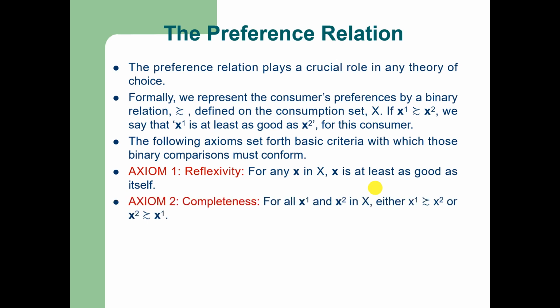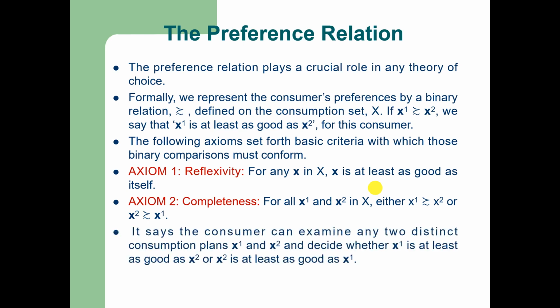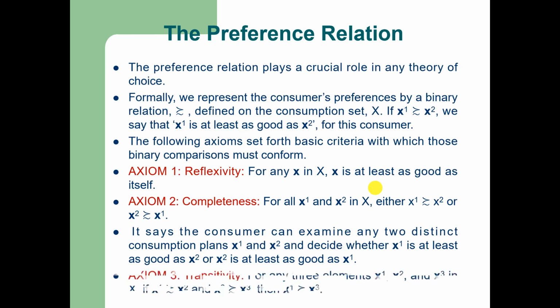The second axiom is that of completeness, and it means for all X1 and X2 in the consumption set, either X1 is at least as good as X2 or X2 is at least as good as X1. It says that the consumer can examine any two distinct consumption plans X1 and X2 and decide whether X1 is at least as good as X2 or X2 is at least as good as X1.